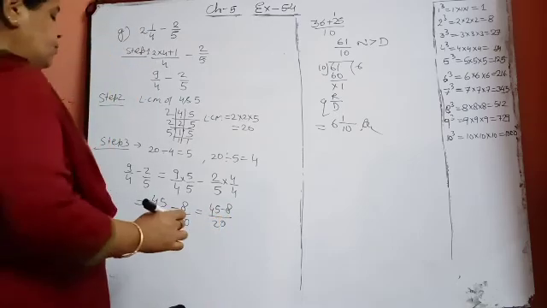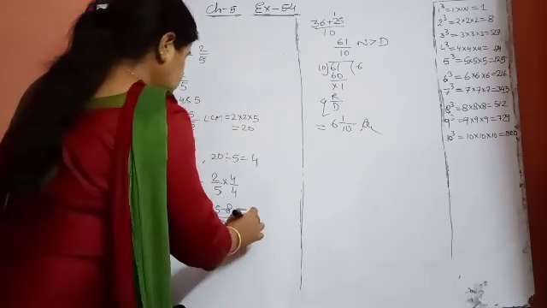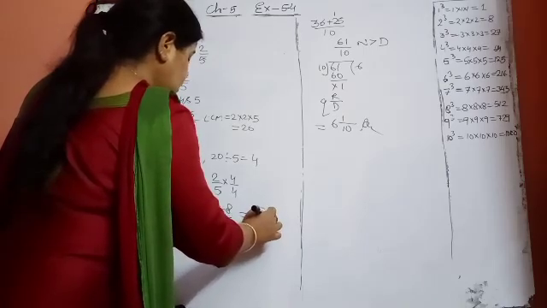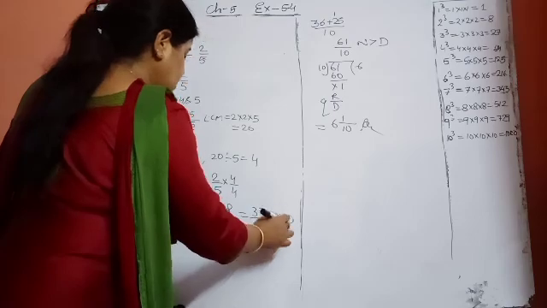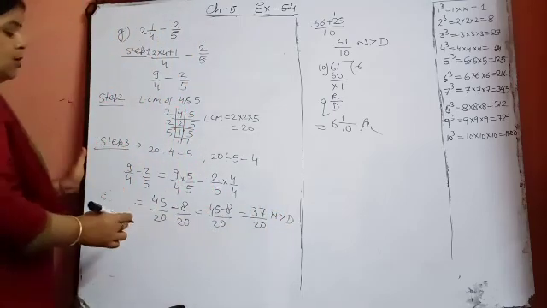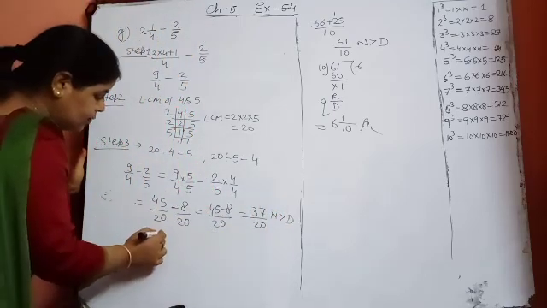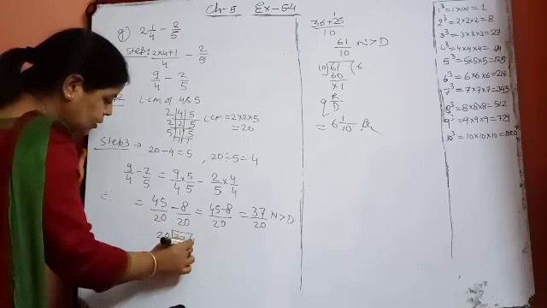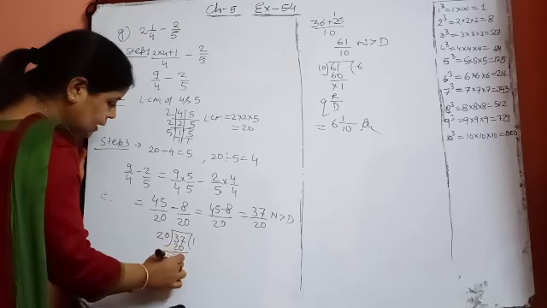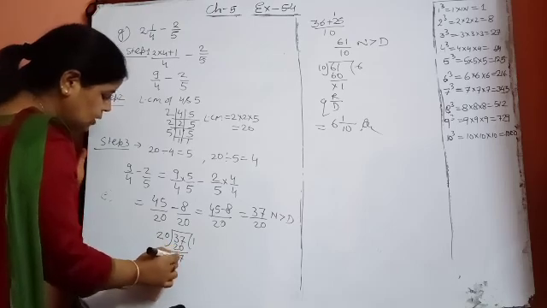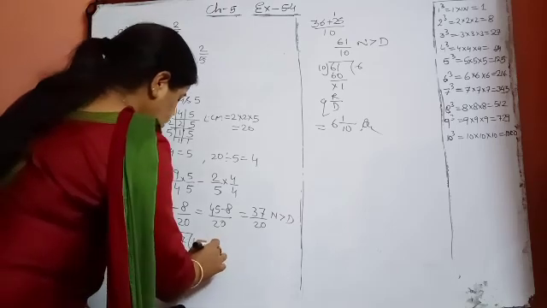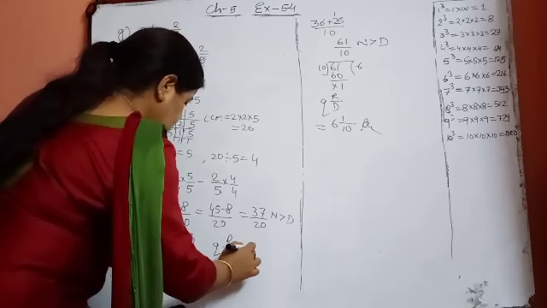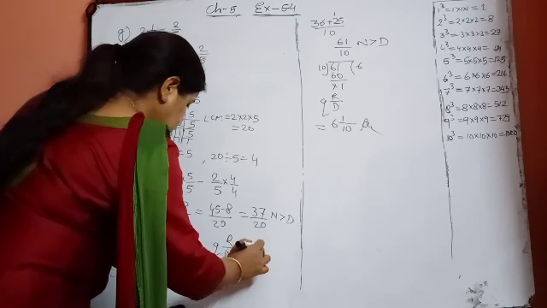What will you get? 45 minus 8 upon 20. 45 minus 8: 15 minus 8 is 7, so 37 upon 20. Now you can see here again the numerator is greater than the denominator. So this can be converted into a mixed fraction. How will we convert? Divide 37 by 20. 20 times 1 is 20. What will you get? 17. So write the mixed fraction as quotient, remainder upon divisor. Quotient is how much? 1. Remainder is how much? 17.